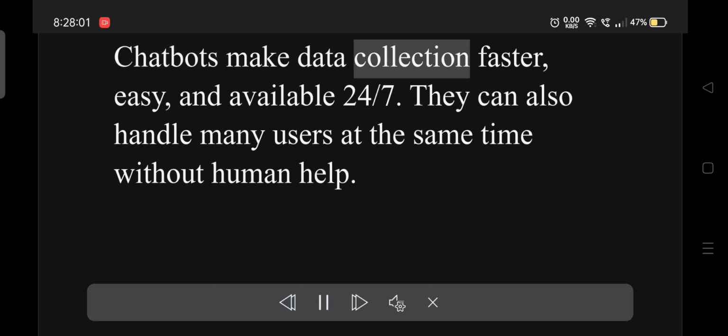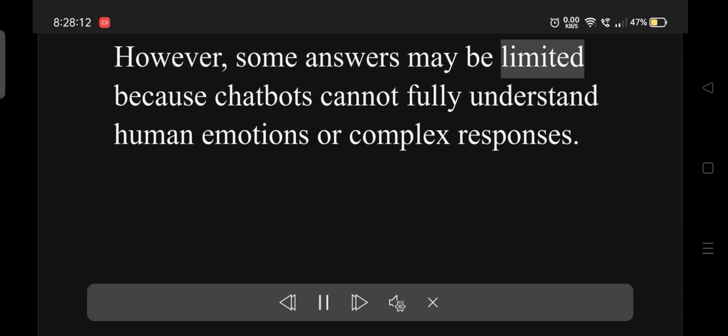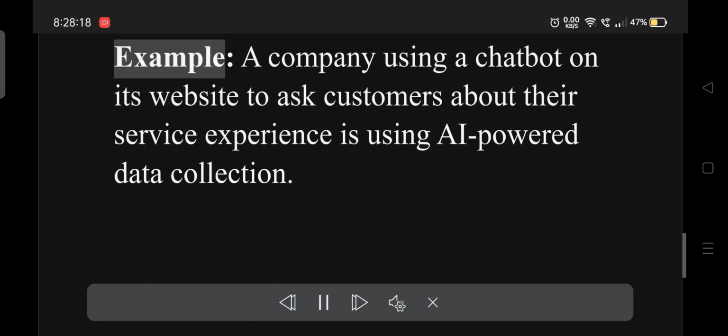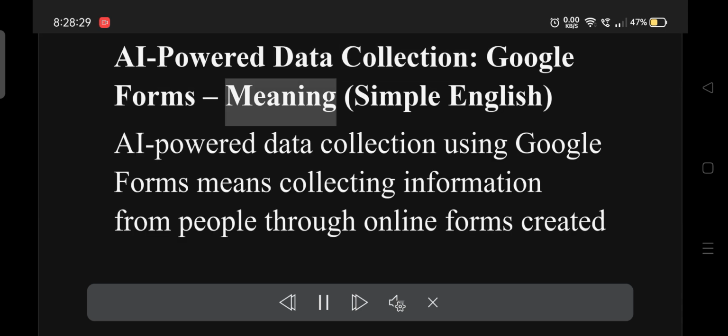Chatbots make data collection faster, easy, and available 24/7. They can also handle many users at the same time without human help. However, some answers may be limited because chatbots cannot fully understand human emotions or complex responses. Example: a company using a chatbot on its website to ask customers about their service experience is using AI-powered data collection.